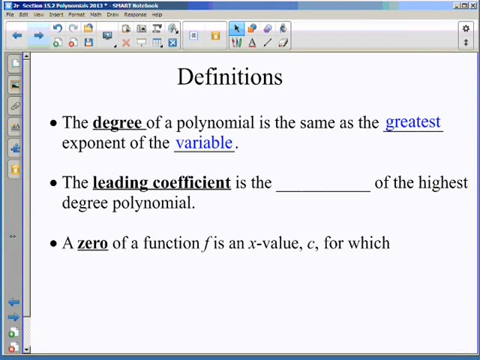The leading coefficient is the coefficient of the highest degree term. And the zero of a function f is an x value. We use the letter c where f of c equals 0. So the value we would call a 0 is the x value that when plugged into the function makes the whole thing equal 0. And essentially that's an x-intercept.